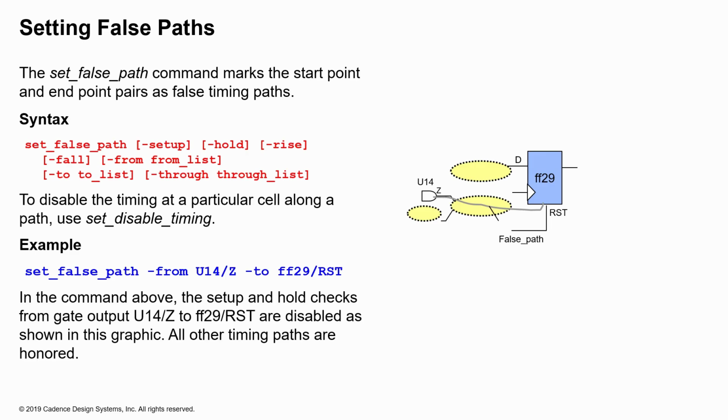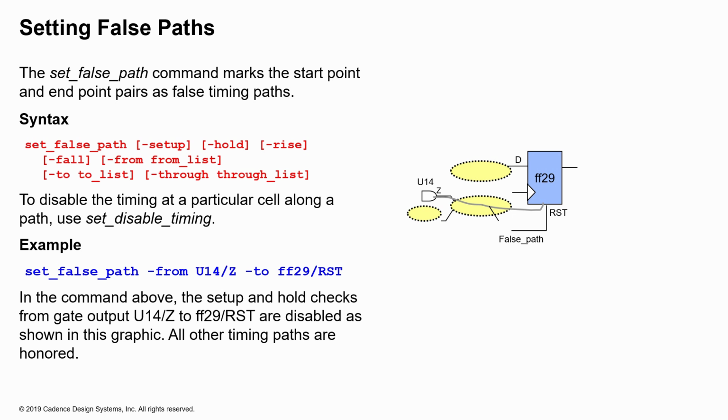The set false path command can mark the paths in your design that are specified using the start point and end point combination pairs as false paths. You can also use a specific through list to only set that particular path as a false path if you would like to. And so in the example shown, we're declaring that the path from U14Z to FF29 reset is a false path. And so the timing for that particular path is not done and is ignored, and the tools, including synthesis and STA tools, will just ignore these particular paths from either optimization or timing essentially.